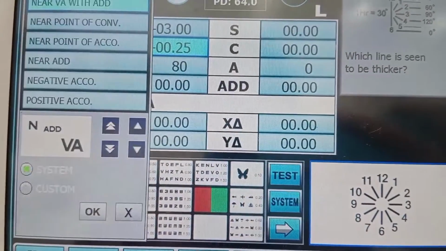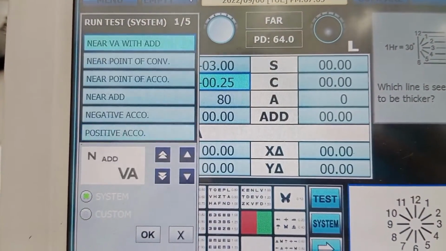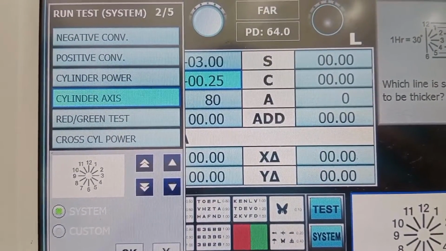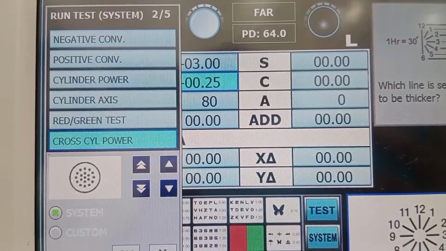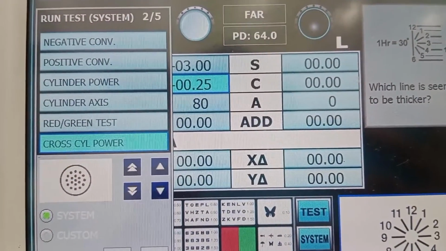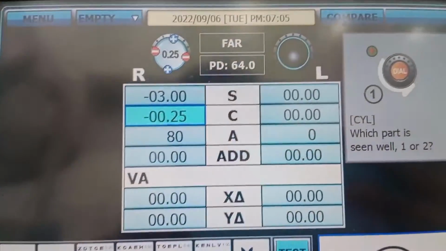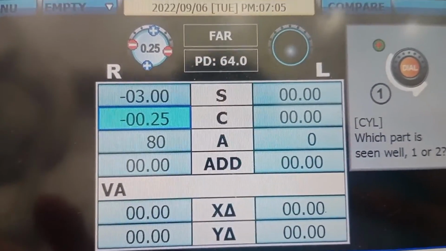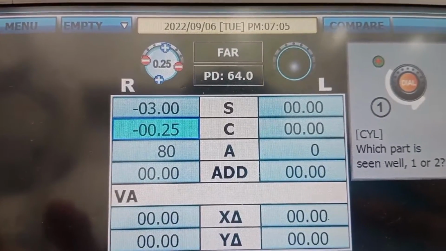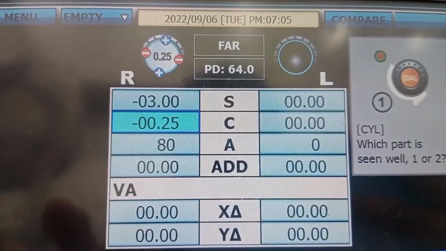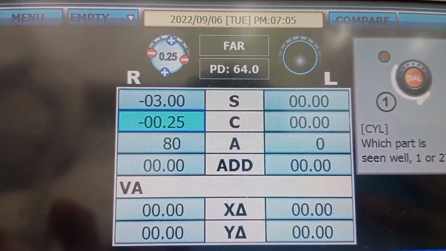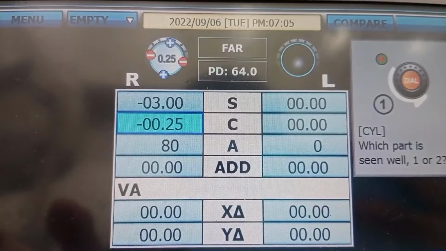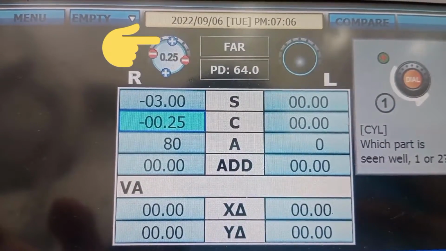right? Now again we will move towards the power, right? So I'm moving this joystick, and this is the cross cylinder power, as you can see. So I'm selecting. So now as you can see, in this procedure of cross cylinder power, right, the axis of the trial cylinder will be aligned with the axis of the cross cylinder. So as you can see, 80 degree is the axis of the trial cylinder, and you can see the axis of the plus cylinder is 80 degree as well.